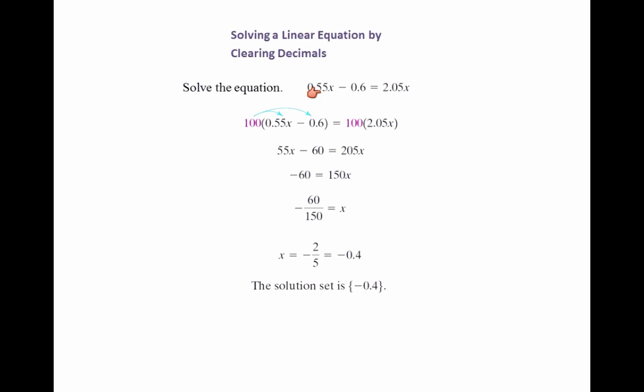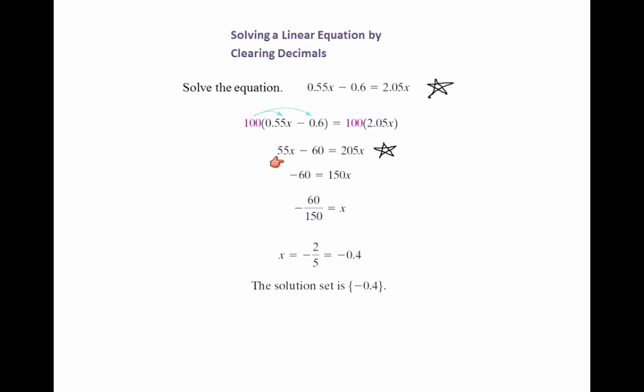Solving a linear equation by clearing decimals. If you see a decimal in your equation, you multiply each term by a factor of 10. Here I have to multiply each term by 100. If I multiply each term by 100, the first term will become 55x. The second term becomes 60. The last term becomes 205x. So this equation here and this equation here are identical. This is a lot easier to deal with.